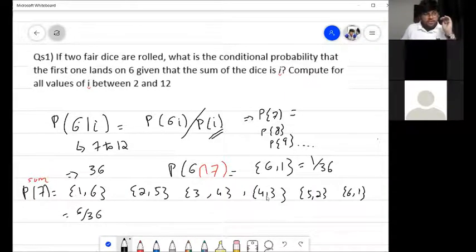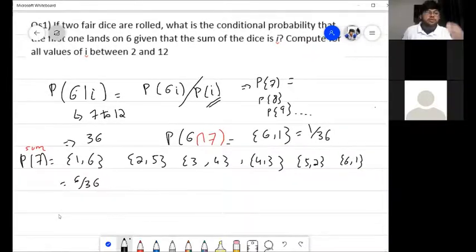Likewise, just how we did for the probability of the sum being 7, we have to do it for 8, 9, 10, 11, and 12. I would encourage as much participation as I can get. So can anyone tell me what will be the probability for the sum being 8, 9, 10, 11, 12? Let's first start with 8. Or if not the probability, just tell me what the sample points can be.